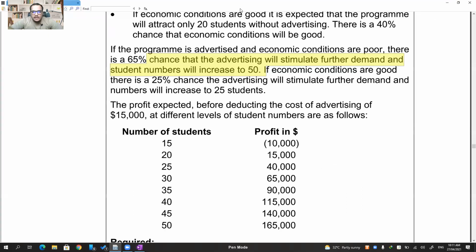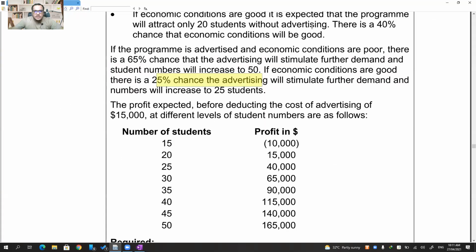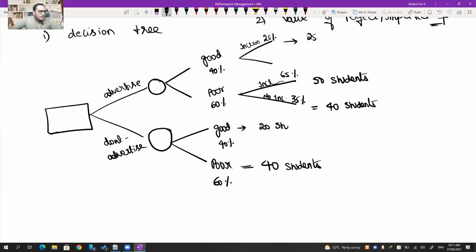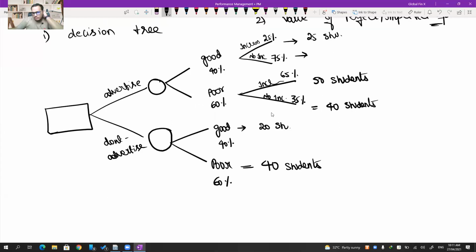And then coming to the good conditions, if economic conditions are good, there is a 25% chance that the advertisement will stimulate further demand. Good conditions and increase. 25% chance is there that it will increase the number of students to 25 students. And if there is no increase due to advertisement, which has 75% chance, then the value would be, without advertisement, 20 students. 20 students it will be.